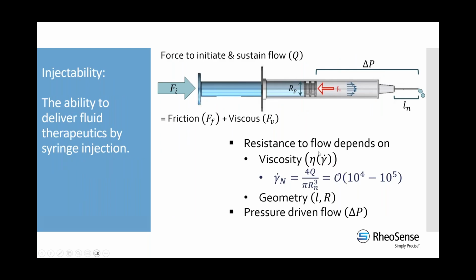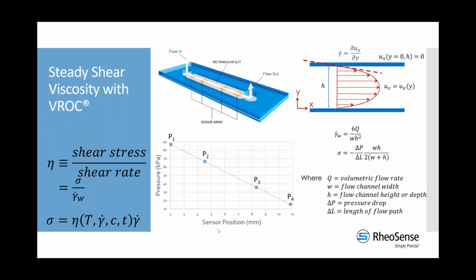I went through what our technology is. This is the VROC technology, the microfluidics, where we're controlling flow through our channel and monitoring the pressure gradient across the channel with the sensors that are placed along the base. This allows us to calculate the shear rates and shear stress, which, as we know, defines the steady shear viscosity with their proportionality. So this is our technology.